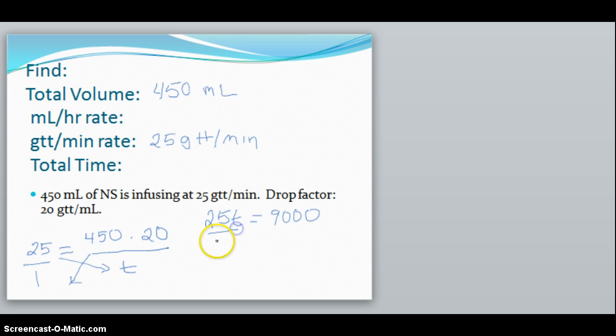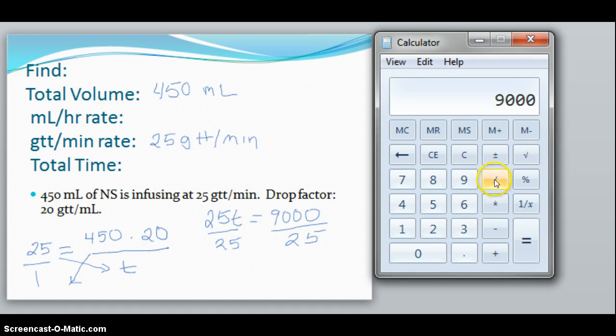And then divide both sides by 25. And again, I'm going to do that right on my calculator. So take this, divide by 25 equals, and so the time is 360. You're like, well, wait, that would be minutes because our time is always in minutes over here. So in order to convert that to hours, I'm going to take it and divide it by 60. There we go. Time is 6 hours.